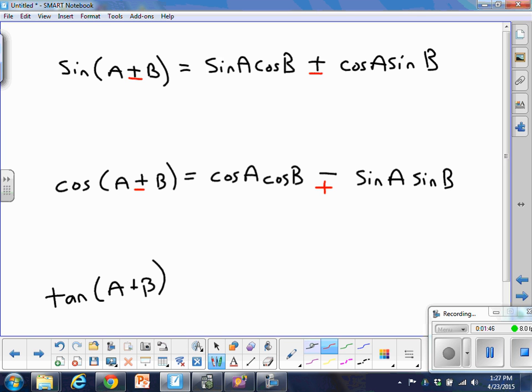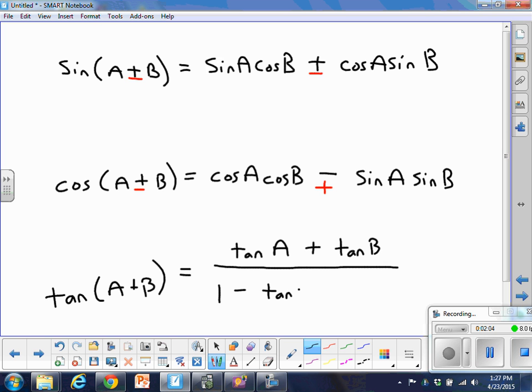Okay? And then tangent, the numerator is just like if you were able to distribute the tangent from the left side of the equation. So it's like distributing: tangent of A plus tangent of B, and the denominator is always one, opposite sign, tangent A times tangent B. And similarly, if you were subtracting two angles, the numerator would have the same sign while the denominator would have the opposite sign, so it would be a plus there.